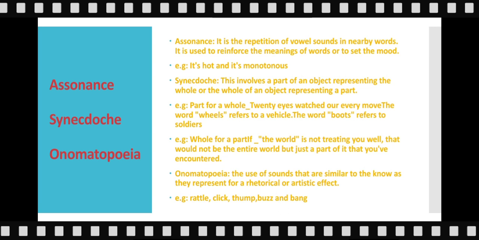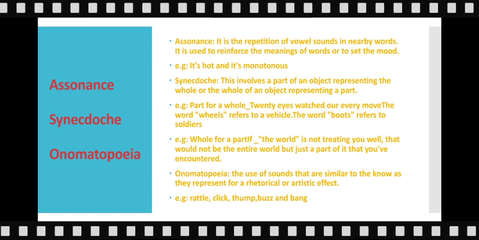Another example is it's hot and it's monotonous. So it's hot, o, and monotonous, mo. So hot and mo. So it's hot and it's monotonous. So here o has been used as an assonance. Next word is synecdoche. So don't say synedoshi or dochi. Okay, synecdoche.